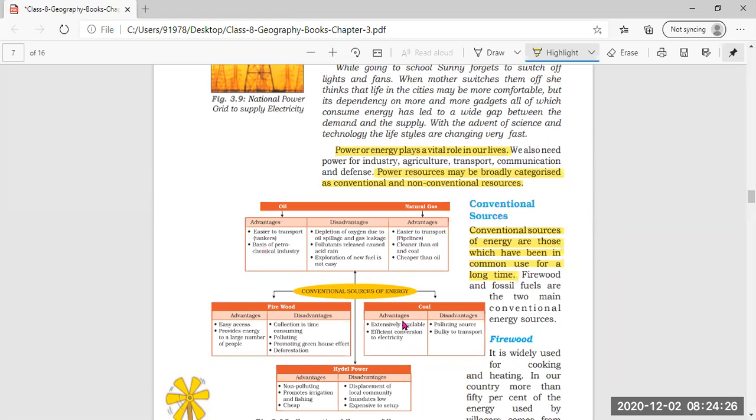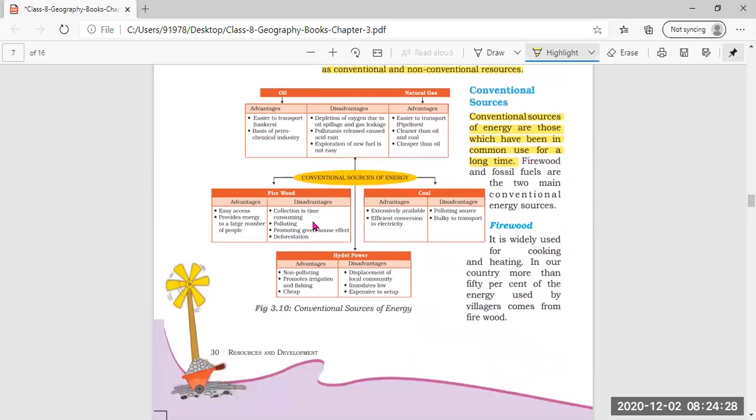Then conventional sources of energy, advantages: easy access, means we can easily get it. Access means easily reachable. Then it provides energy to a large number of people. Of these conventional sources, firewood is the first we have read about, that it is easily reachable by the people, plus it provides energy to a large number of people.